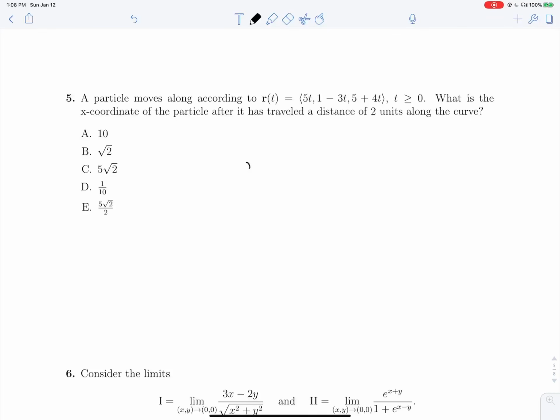And we know that we can find this by taking the integral from 0 to, let's say, a of the magnitude of r prime of t dt, and we say that that is equal to 2. And then really this a value is the t value.